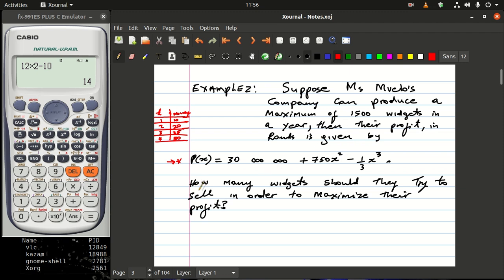So this question is saying, how many widgets should they try to sell in order to maximize their profit? When you are selling, you want to make sure that you're making a profit, because if you're not making a profit, you're making a loss, and if you're making a loss, it's going to eat into your pocket. So what is important here is that I want you to understand the value of X, so this is the solution. If you have to sell, you cannot say that you've sold negative things. That cannot happen at all.